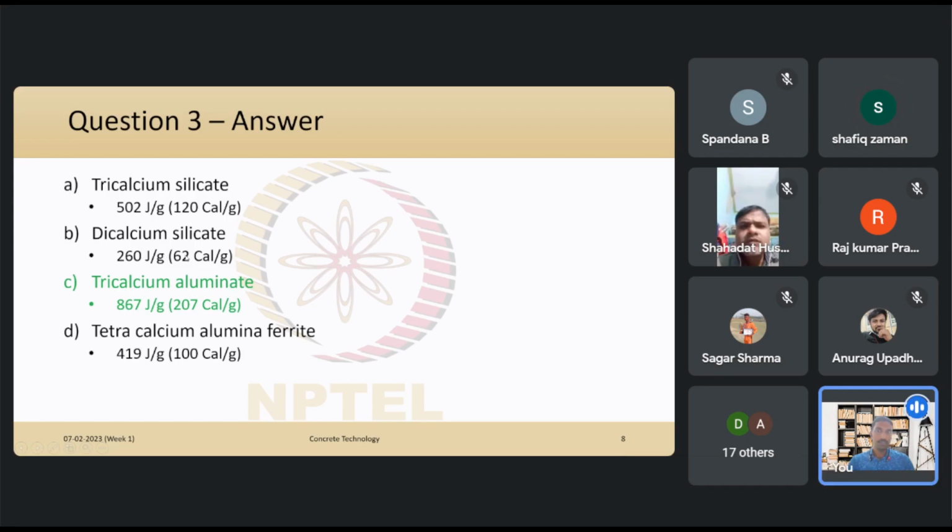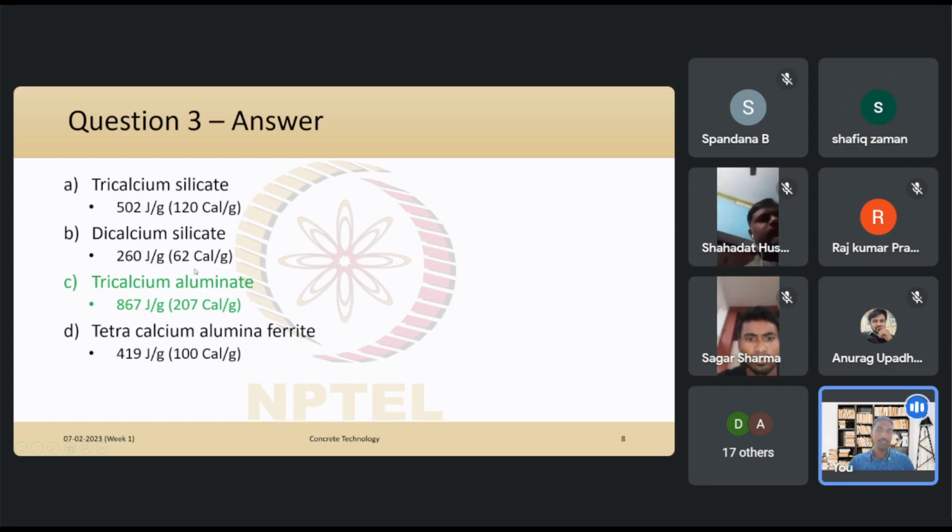If you remember from the lectures, it was discussed about the different compounds present in cement and their amount of heat of hydration. For tricalcium silicate, it is about 502 joules per gram, or about 120 calories per gram. For dicalcium silicate, it is 260 joules per gram, or 62 calories per gram. Whereas for tricalcium aluminate, it is the largest, 867 joules per gram, or 207 calories per gram. And tetracalcium aluminoferrite has the second highest, which is 490 joules per gram, or about 100 calories per gram, right?